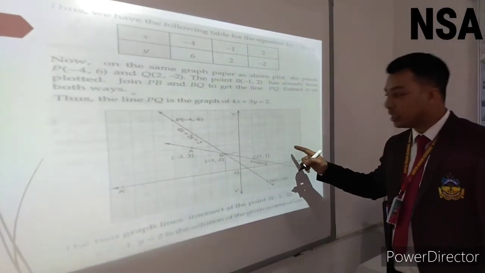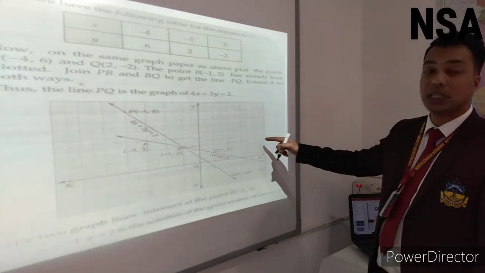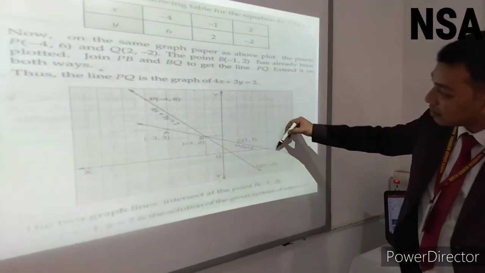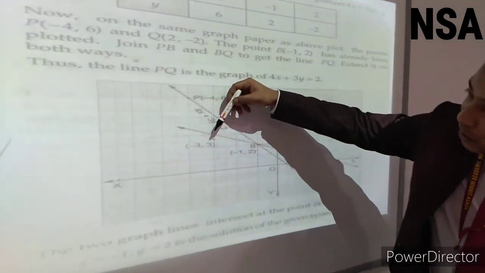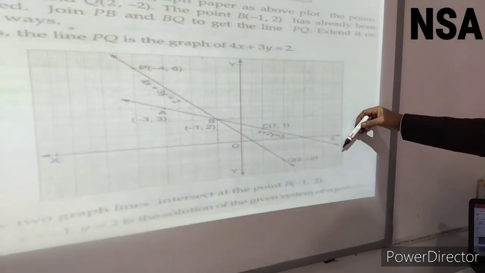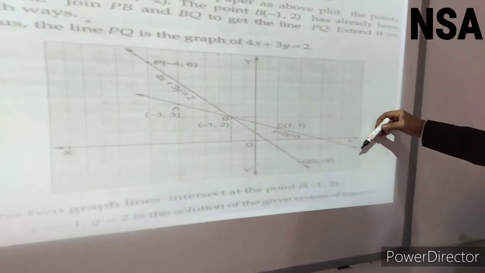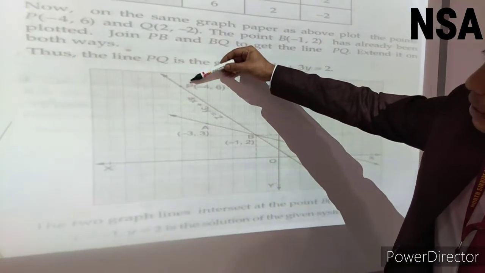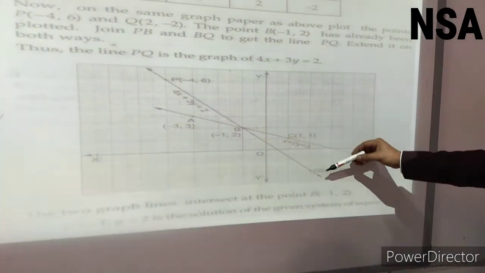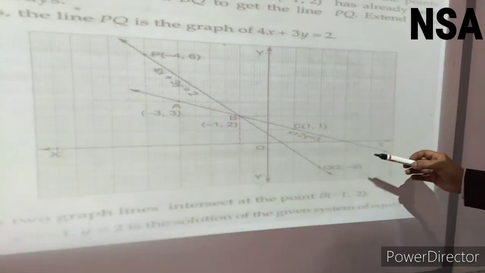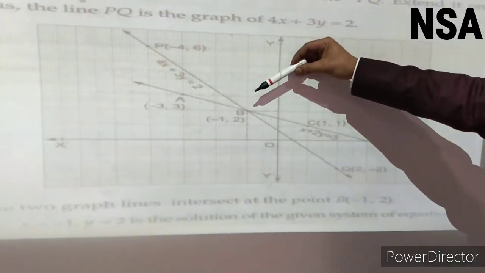So I have already plotted the graph using the 2 solution tables. As you can see, the line which is A, B, is your first equation solution, which I have plotted. And this one, which is the points P and Q, is your second equation line. As you can see, the 2 lines are crossing each other.